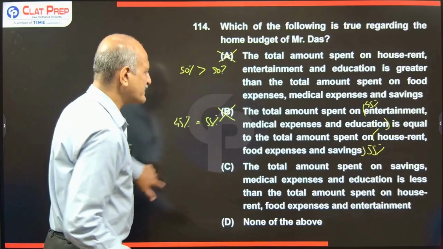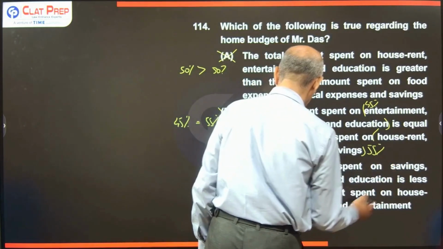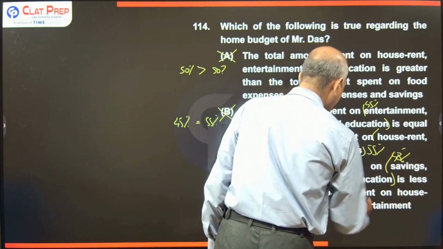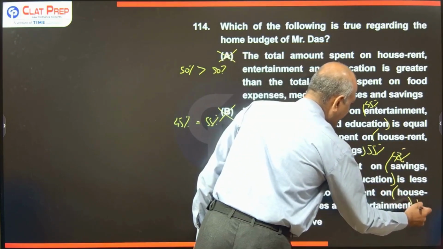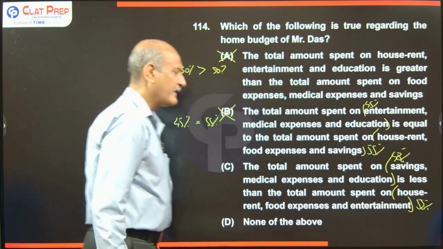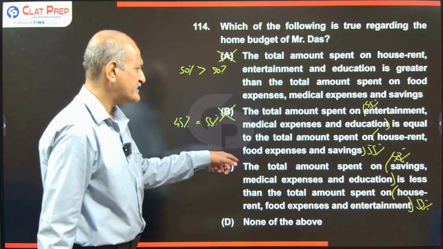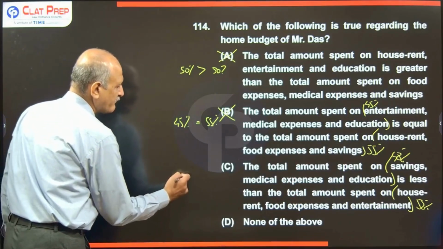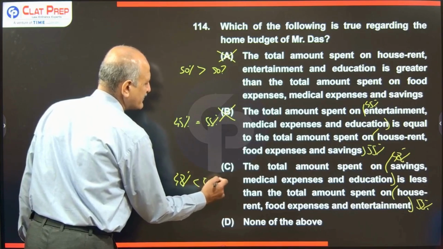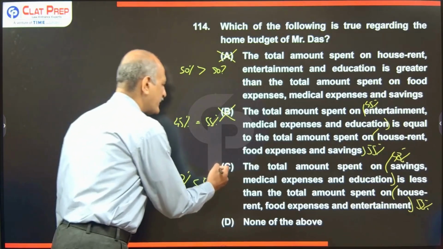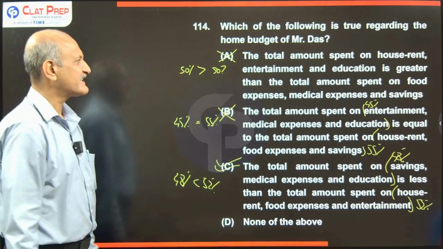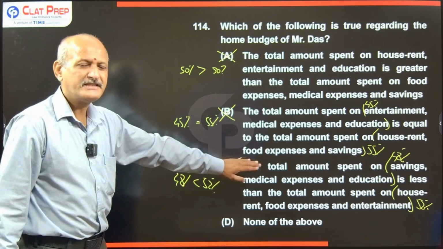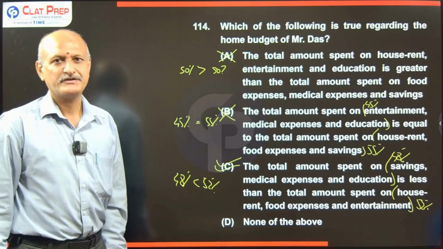So 48% he is giving to these 3 categories. It is understood for the other 3 categories he will give how much? It is equal to 52%. Now the statement is telling this 48% is less than 52%. Is this statement true? Definitely true. Hence we can tell option C is the correct answer. We are supposed to find which of the following statements is true. The statement given in option C is the correct one. That is the answer to this question.